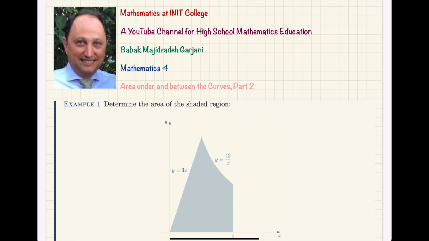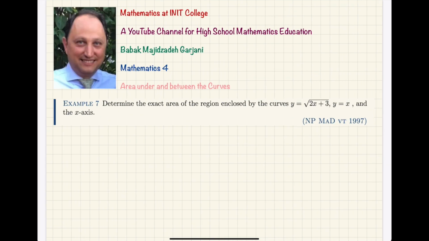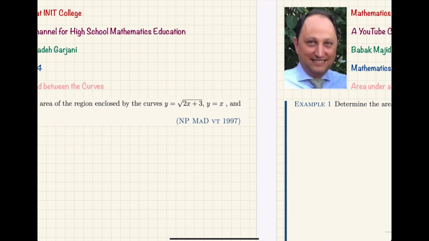Again, this is part 2 that I want to talk about the areas under the curves and between the curves. If you remember from the previous session, there was a problem that is still left. I will come back to and solve it. This is a national proof problem and it is also included in the book. I will come back to this problem later today, okay?